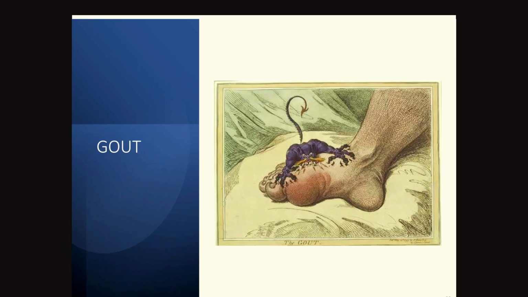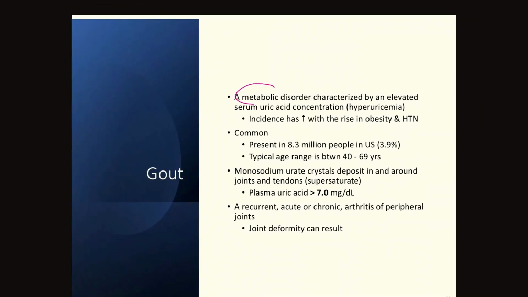Okay, so moving on to gout. Gout is a metabolic disorder, not a physical thing. You didn't do anything to it. Elevated serum uric acid concentration, so hyperuricemia. Incidence has increased with the rise in obesity and hypertension. It's common, 8.3 million in the United States, so about 4% of the population will have an episode of gout at some point. Typical range is 40 to 60, 69, 70. So older population.